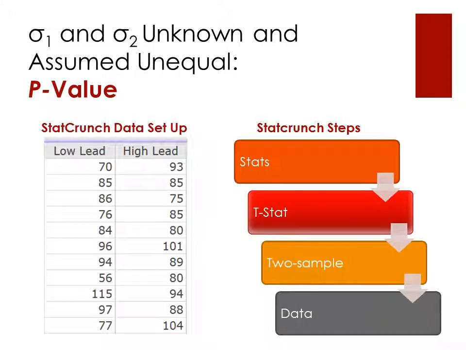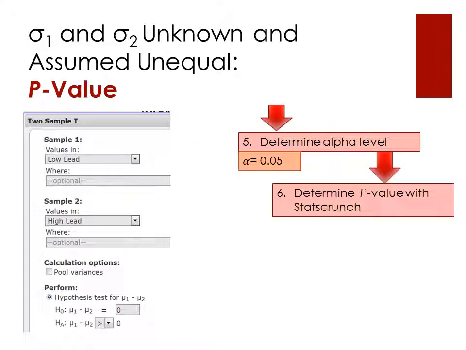And now we're going to go through these StatCrunch steps here on the right. So you're going to open Stat, T Stats, Two Sample, and With Data. And you should get a dialog box that looks like this. So we're going to select the values for sample 1, which is going to be our low lead. So go through and select that column of information, and then select high lead for your sample 2.